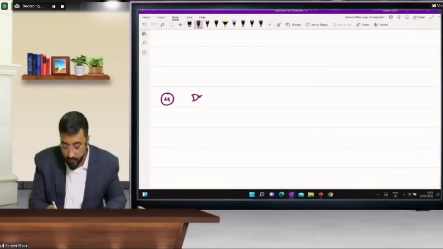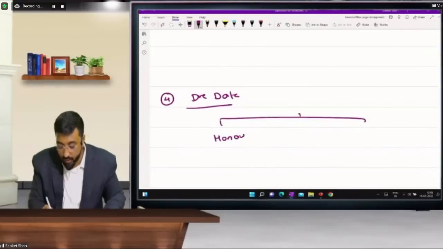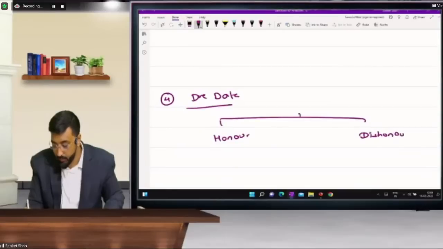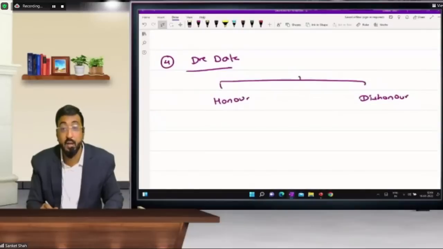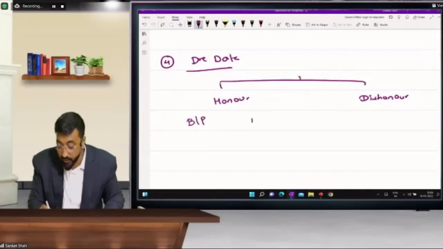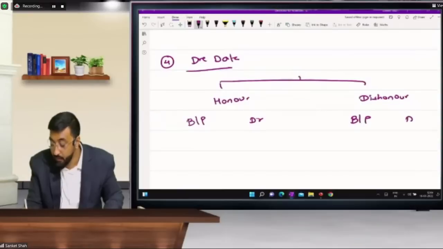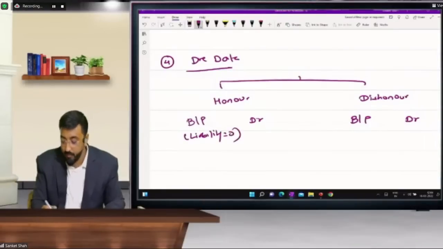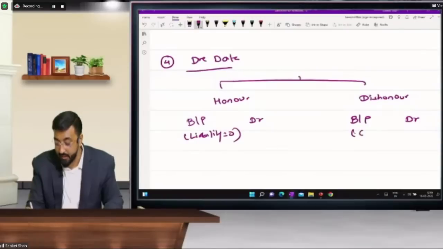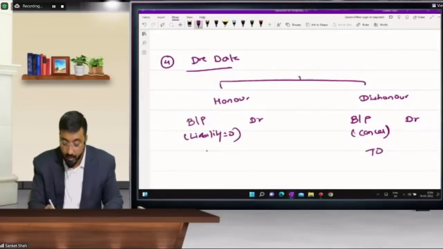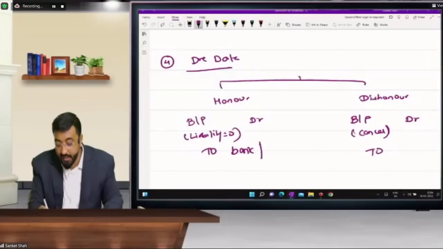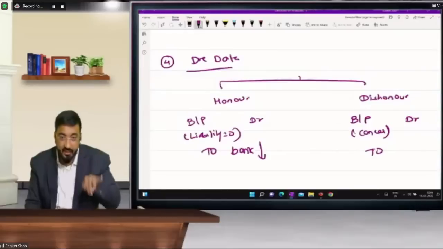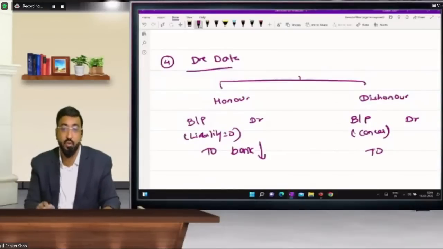On due date, the bill is honored or dishonored. Sir, in case of bill honor, liability is going to cancel in both cases. Liability is zero. Bills payable account is going to cancel, bills payable debit. But in case of honor, your bank balance is getting decreased, to bank account, in case of due date.